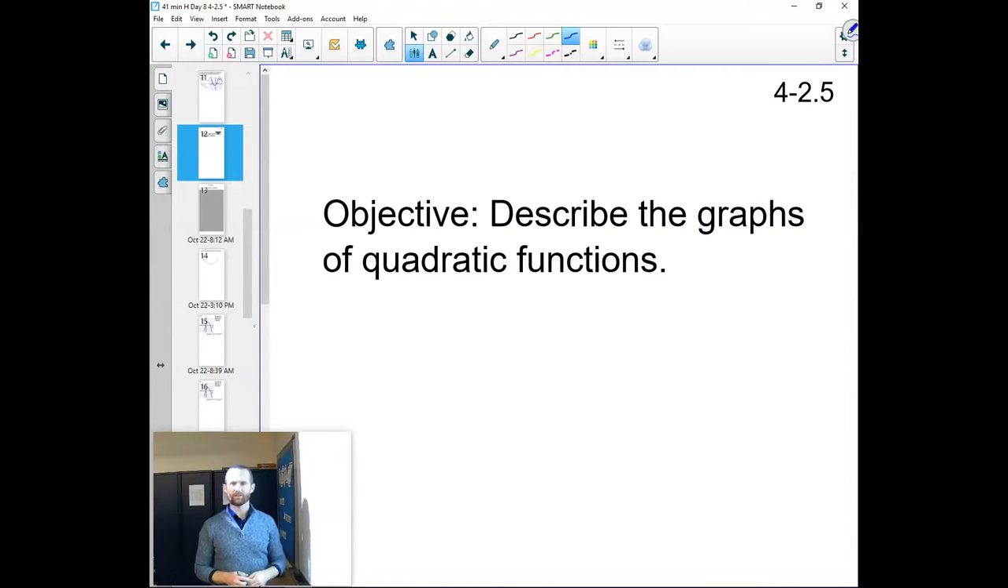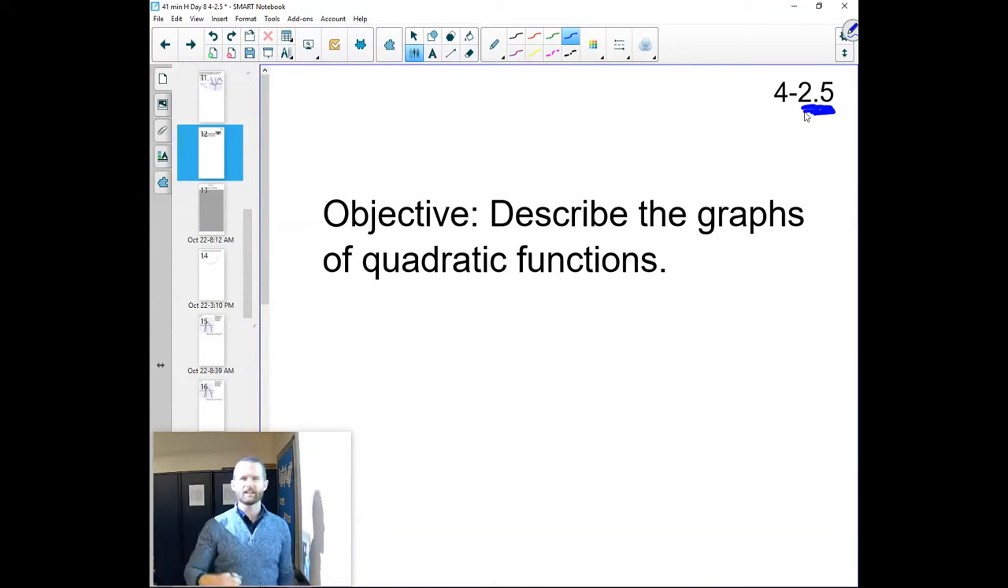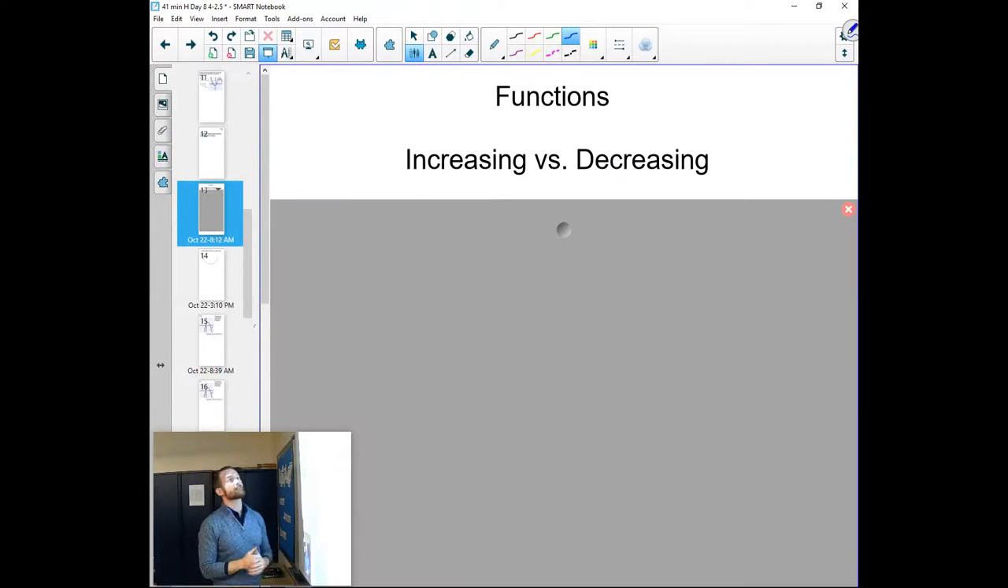Well, let's take a look at our objective today. Today we're doing chapter 4, section 2.5. Obviously that section is not in our textbook. This is something I add into chapter 4. Our objective, after today we should be able to describe the graphs of quadratic functions. That's our goal for today. All right, let's take a look at our next slide.